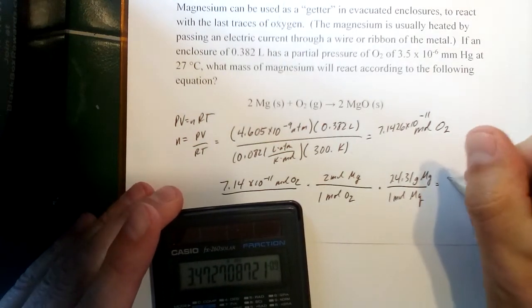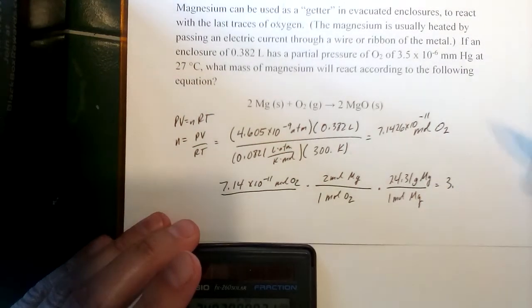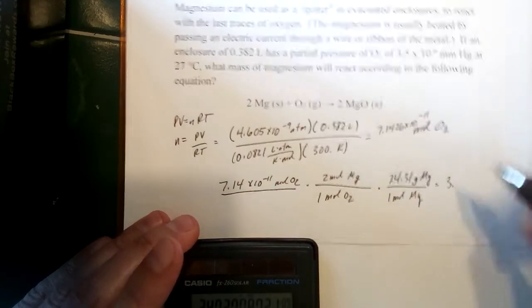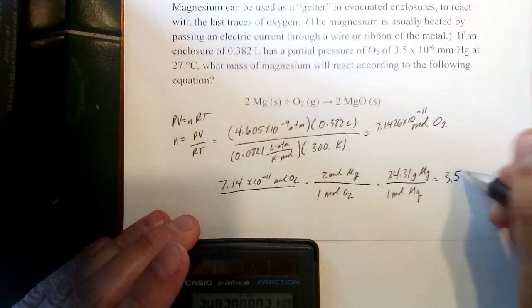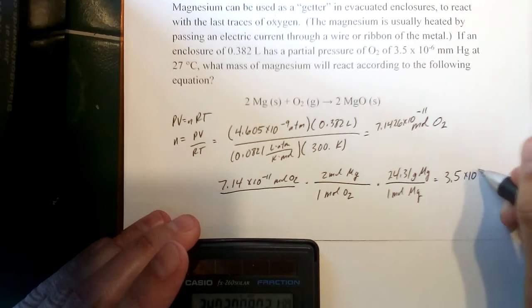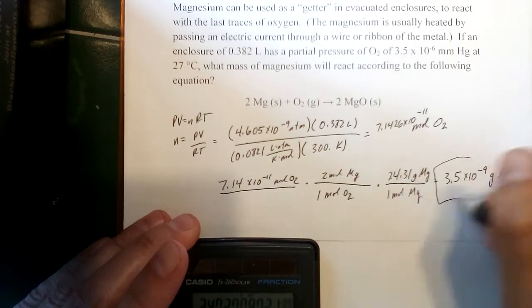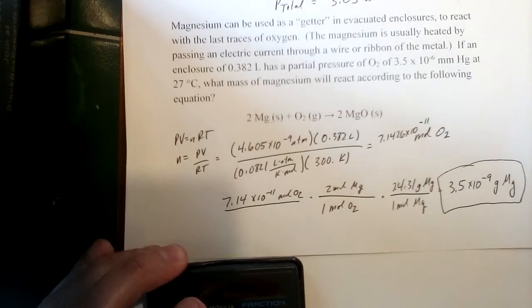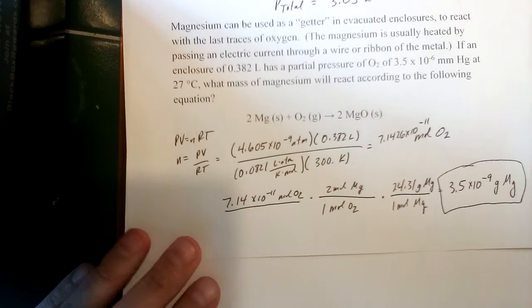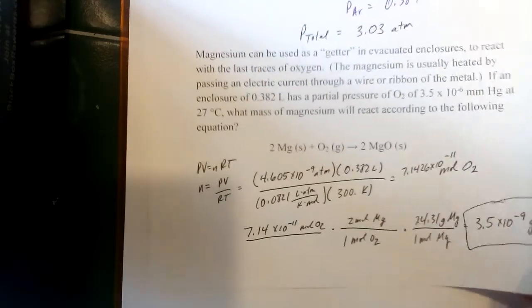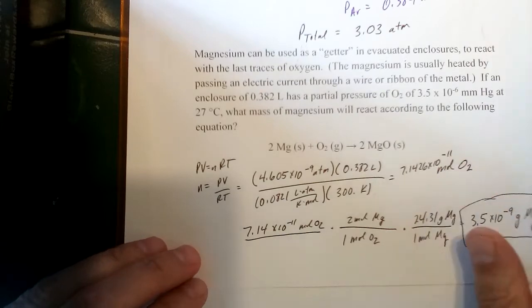And it would take, let's see, we are actually limited to 2 sig figs by the partial pressure of oxygen. So this would be 3.5 times 10 to the minus 9th grams of magnesium. So it wouldn't take a lot of magnesium from that heated wire to react with all of the oxygen. Okay, but you do have to be careful about your units here. It's easy to kind of get caught with the wrong units.